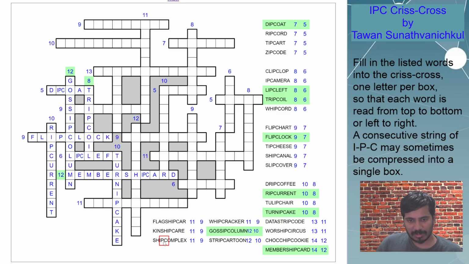Whip cracker possible. Ship complex possible. Kinship care not possible. Flagship car not possible. So there are two possible words here, ship complex and whip cracker. Sometimes it helps to write down both possible words. For example, I can write down ship complex here, and then also write down the second word.